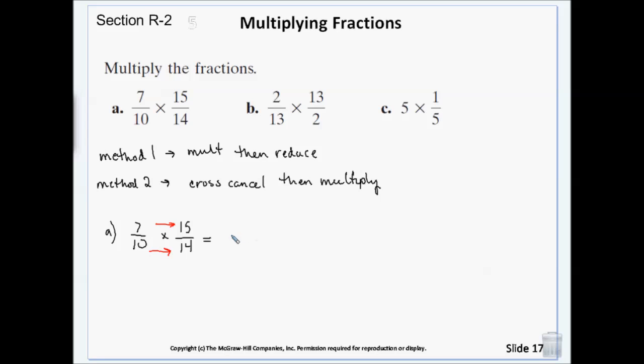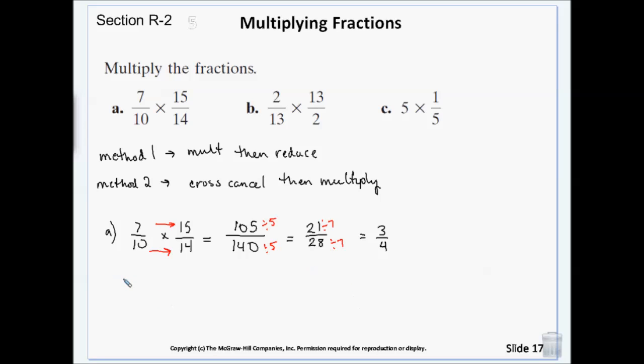Okay, I'll do the hard one. You guys do the easy one. Just kidding. 7 times, okay. But then I'm going to have to reduce this. They'll both divide by 5. And that gives me 21 over 28, which will both divide by 7. And that gives me 3 over 4.